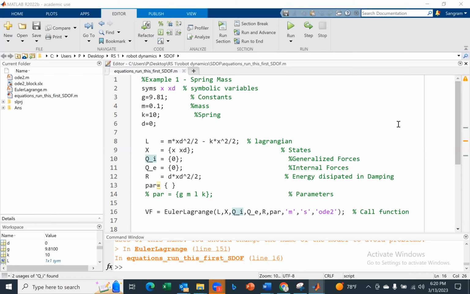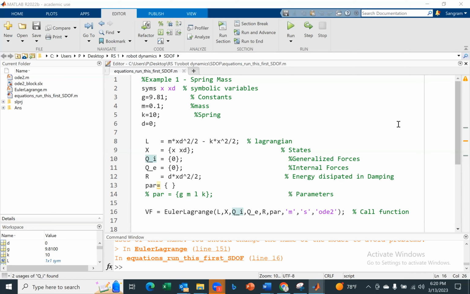Then I have these generalized forces, which are nothing but the external forces. On this mass, there is no external force. Do you agree with me? Since there is no external force, the generalized forces are 0. Then there are these internal forces. As you can see, there are no internal forces. So internal forces are 0. You agree with me?